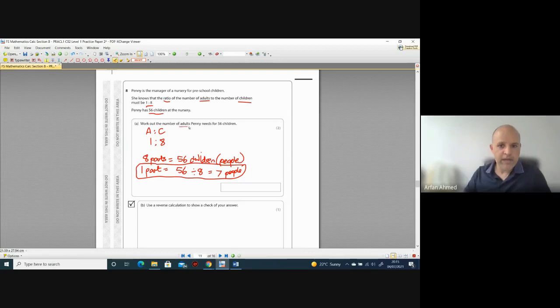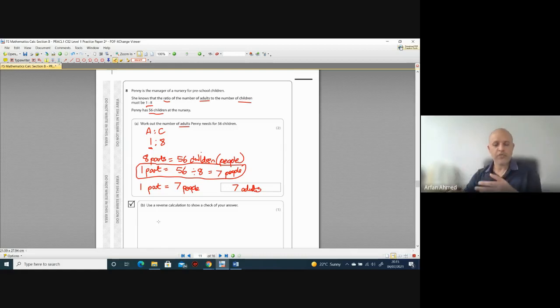They're asking for the number of adults. Well, the adults had just 1 part. Okay, so 1 part is equal to 7 people. We've already got our answer. So adults, there are 7 adults. Can't spell adults. There you go. 2 marks for that. There are other ways as well, but let's stick to this way of doing things.